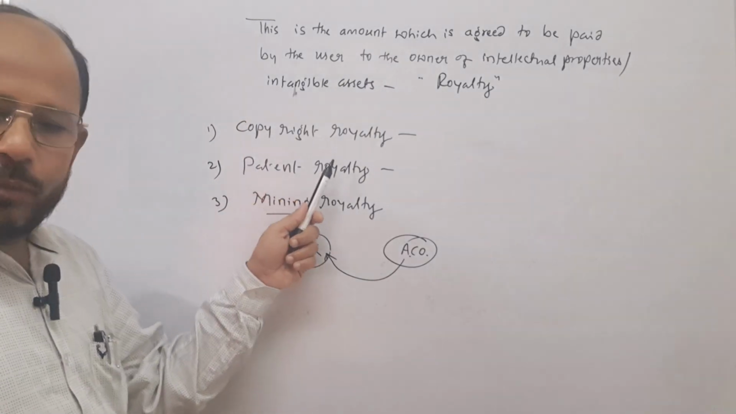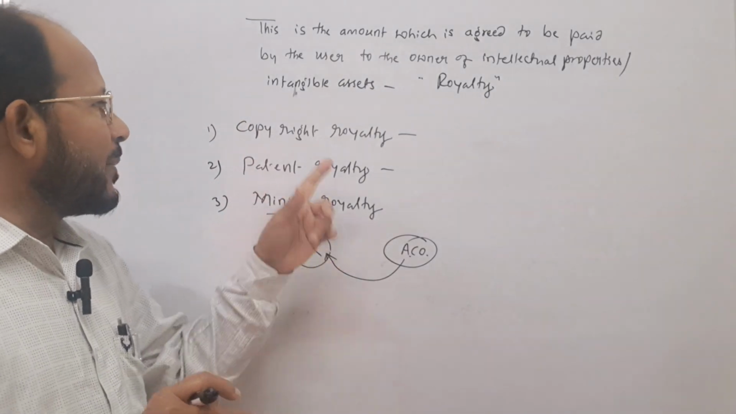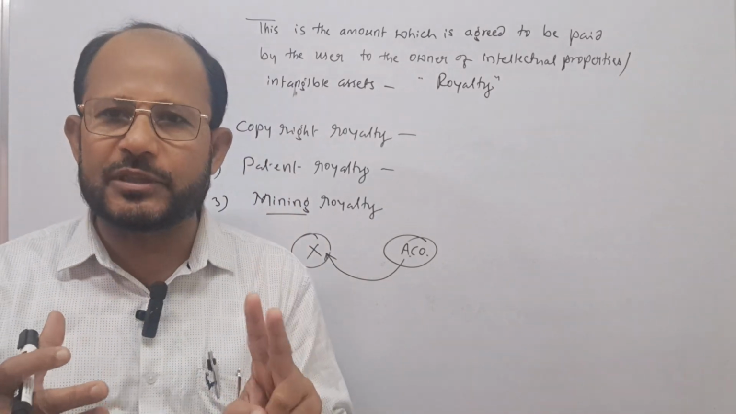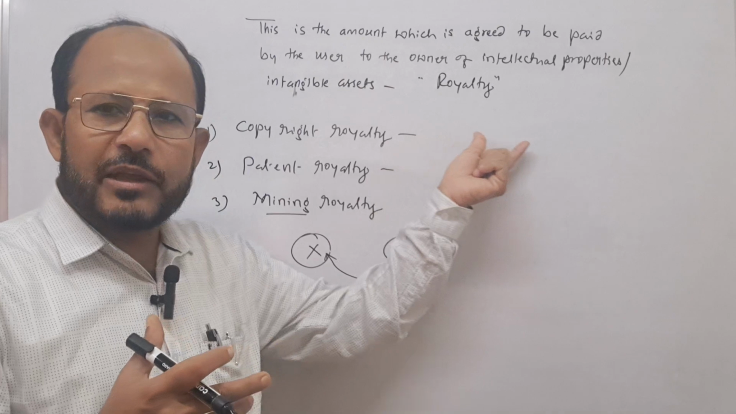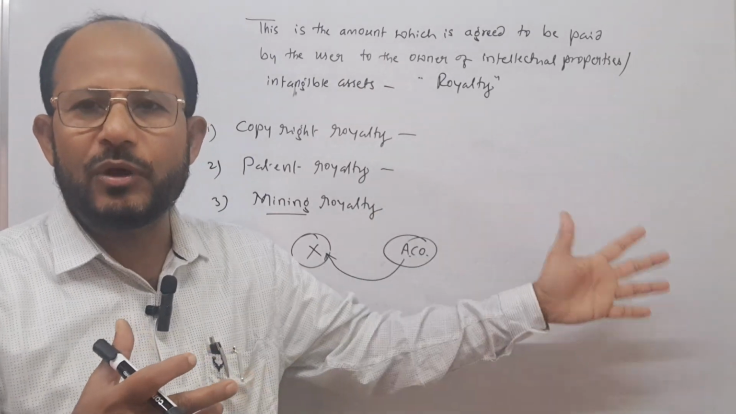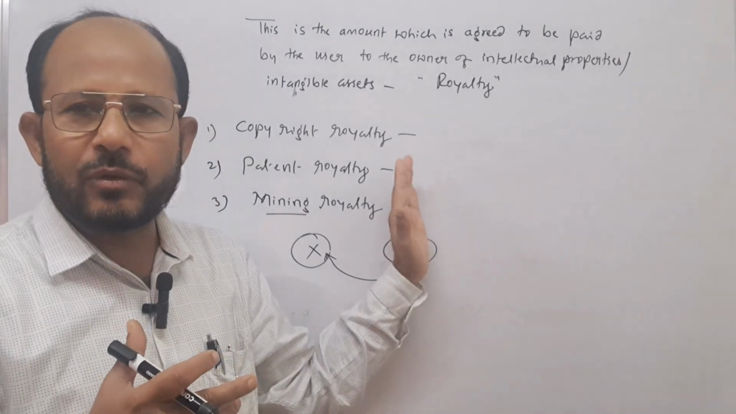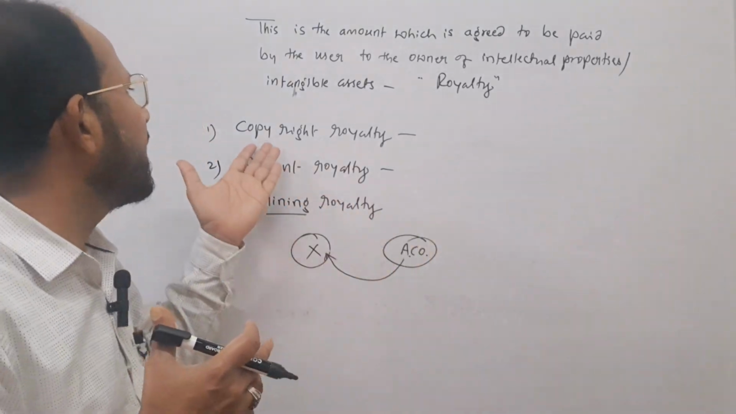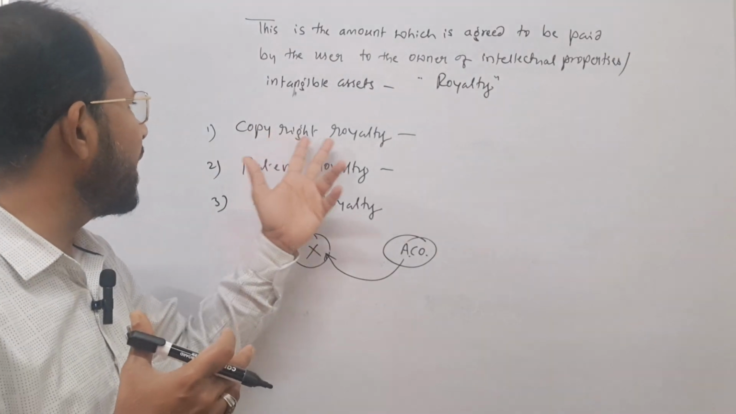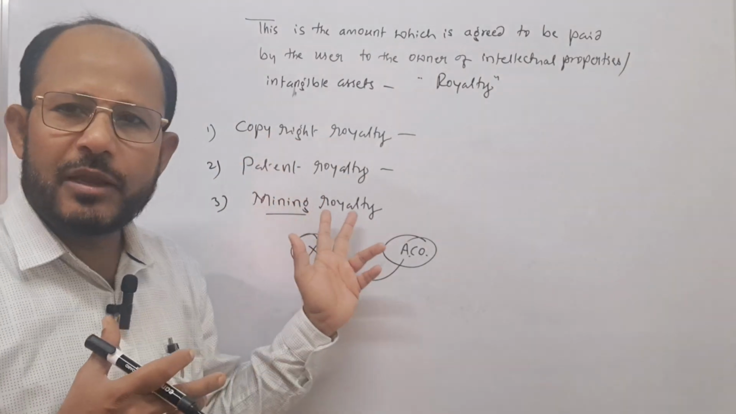Copyright royalty, here two persons will be there. Who are the persons? Here agreement is very important. Here contract takes place between two persons. One will be the owner, next one is the user. Therefore here user will pay a certain sum of money to the owner for using the rights of the owner. That amount is called as either copyright royalty, patent royalty, or mining royalty.